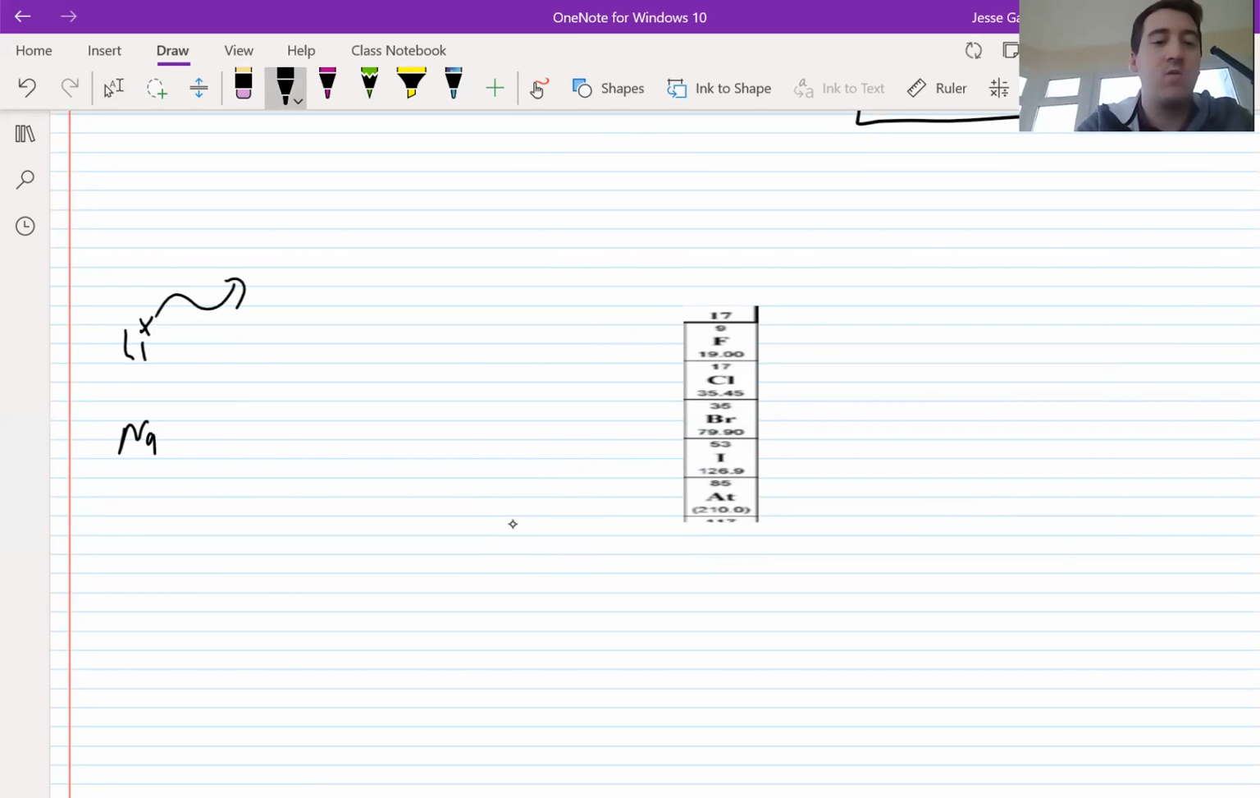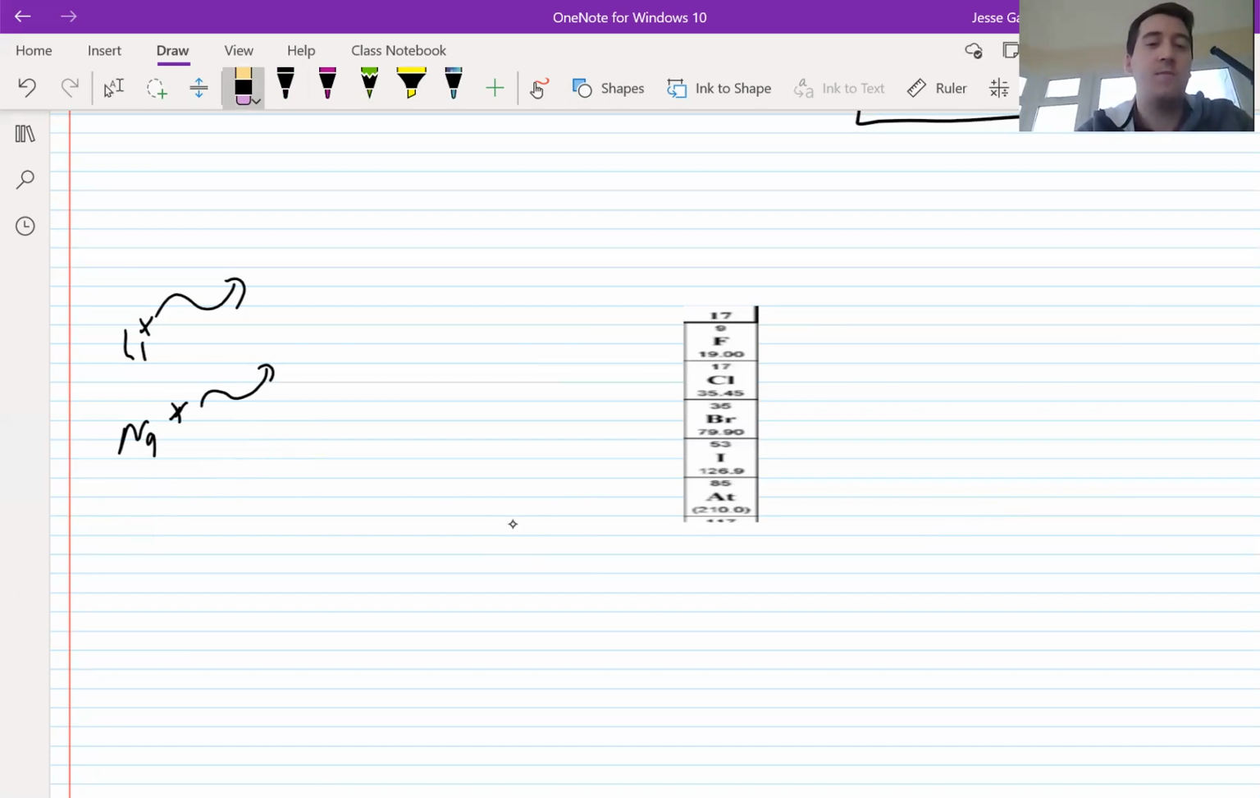Sodium also has one electron in its outer shell. Here's the one electron as an X, and it has to lose that electron if it's going to react. Potassium also has one electron, and it has to lose that electron if it's going to react. Because they have one, if they can lose that electron, then they can have a stable, full outer energy level if they can lose this one electron.